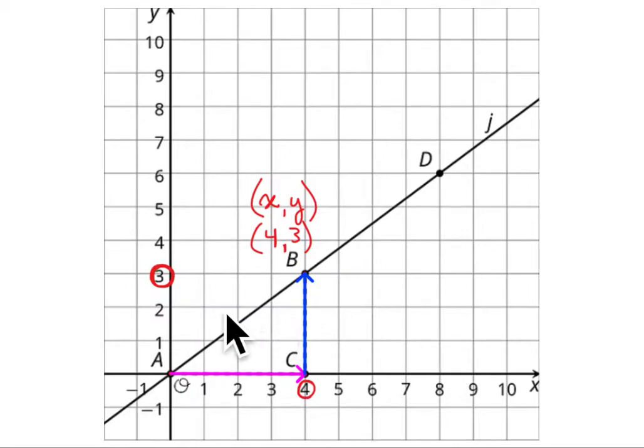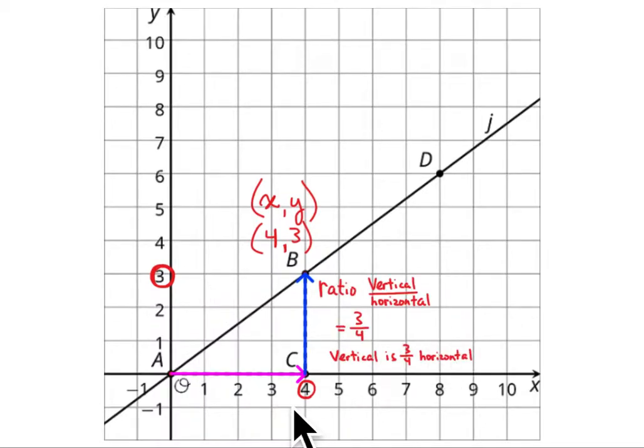So this vertical length is 3 units. So the horizontal length is 4 units. So the ratio of the vertical length to the horizontal length is 3 to 4. So the vertical length is 3/4 as long as the horizontal length. So in this case, the horizontal length is 4 units. 3/4 of 4 is 3 units. So the vertical length is 3 units. So this point, (4, 3), is on this line. And it gives you a relationship of the vertical length to the horizontal length of 3/4.